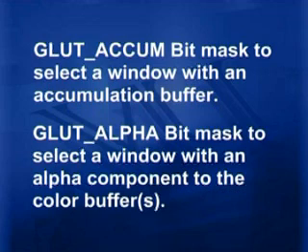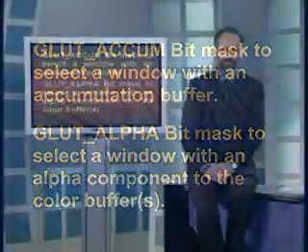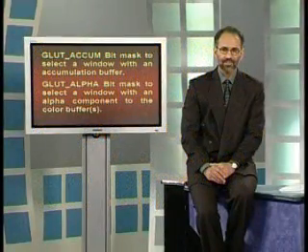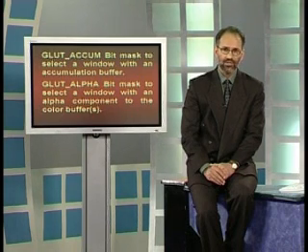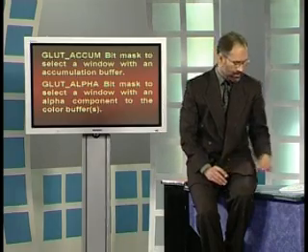GLUT_ALPHA bit mask to select a window with an alpha component to the color buffers. Alpha component का effect जो है उसको हम इससे पहले थ्योरी में समझ चुके हैं, इस पर बात कर चुके हैं. सो अगर आप GLUT_ALPHA bit mask इस्तेमाल करेंगे तो you will be actually selecting a window with an alpha component, and that alpha component can be effectively exploited if we know how to make use of the blending thing.